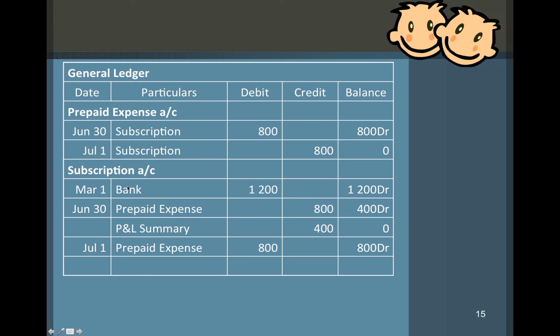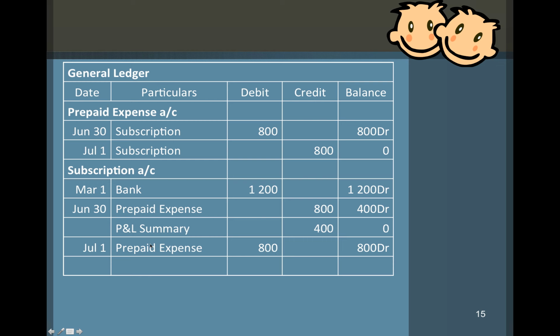If we look at the subscription account, the expense account, you'll see the details. You'll see March 1, way back last year, we took out the subscription in the first place. At the end of the accounting period, we adjusted the account by the prepaid amount. At the end of the accounting period, we closed off the account to P&L summary, so it's sitting with zero. But here's the effect of the reversing entry. The account now is going to be debited with the prepaid amount, which is $800, and that's perfect.